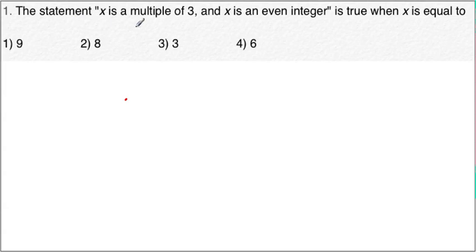The statement x is a multiple of 3 and... you see, when the connecting word is and, we're looking at conjunction. In that case we have to realize that both parts have to be true in order for the entire statement to be true. So that means this one has to be true. We are looking for multiples of 3. At the same time it has to be an even integer. Which one of these will be that case? Yes, that's right. Choice 4. 6 is a multiple of 3 and at the same time it's an even integer. So that will be your answer.